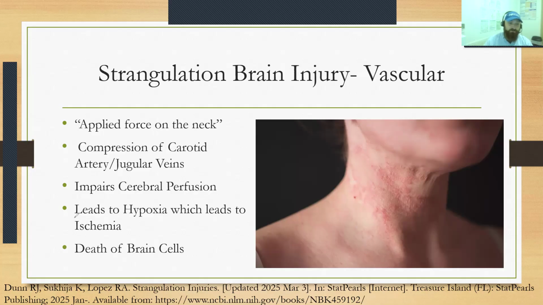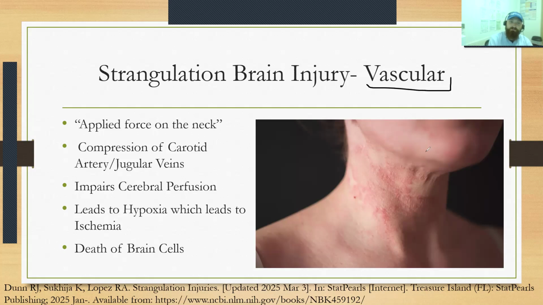And what that really does is it leads to hypoxia, which can lead to ischemia. Hypoxia is not enough oxygen, and ischemia is the death of cells. Again, those are deaths of brain cells. And so when we do an Ohio State screening on someone, one of the questions is, have you ever been strangled? Has this ever happened? Again, it's one of the ways that we can identify or screen for a potential brain injury due to an event such as strangulation, which in most cases is vascular.